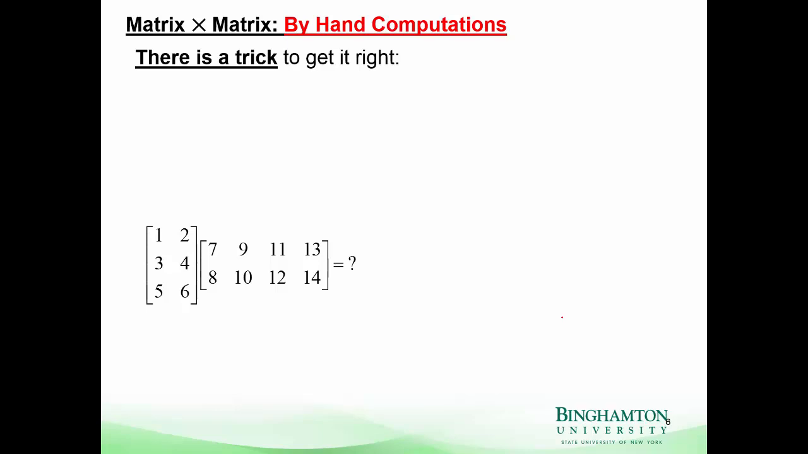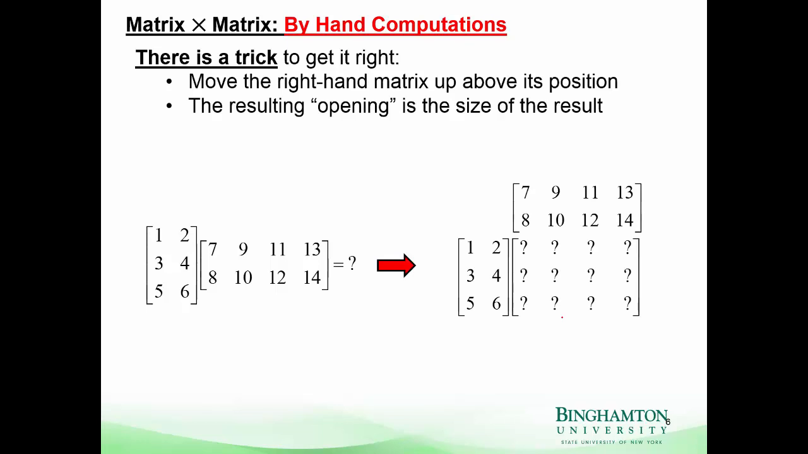So here we'll talk about the by hand view for doing matrix times matrix. And this is really no different than what we talked about for matrix times column vector. So I would encourage you to revisit that set of notes and compare what we're talking about here with what we had there. So here are the two matrices that we want to multiply. So the first trick is to just find the right size. So we've moved the right hand matrix up to the top, and that tells us how many columns, and the one on the left tells us how many rows.